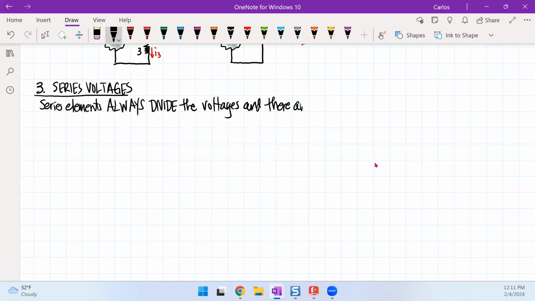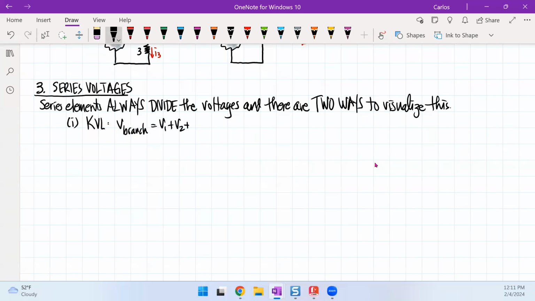there are two ways to visualize this. The first one, which is the one you're taught in physics 4B, is KVL. And so when you look at KVL, it says that the voltage of the branch must be equal to the sum of the individual voltages.